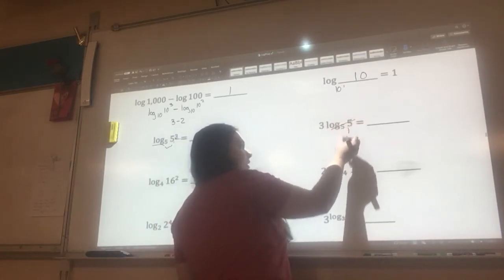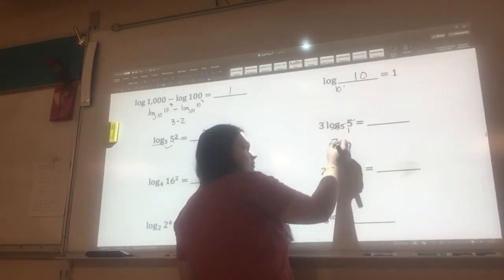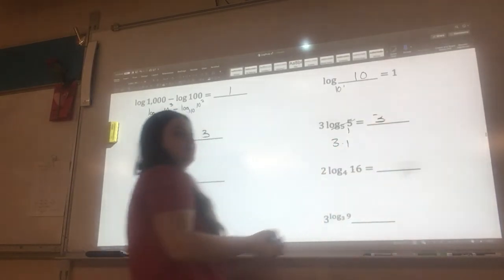Well, if that's the case, what's log base 5 of 5? It cancels, it's 1, right? There's a 3 in front, so it's 3 times 1? 3.